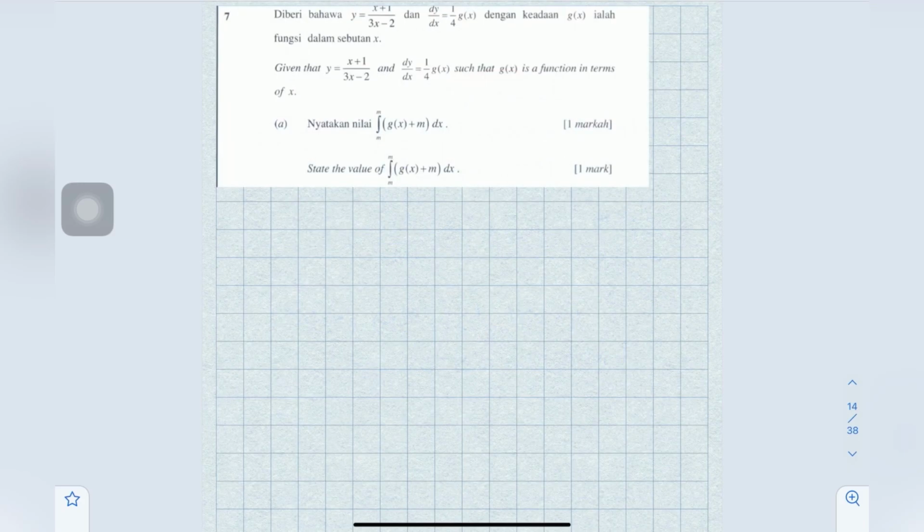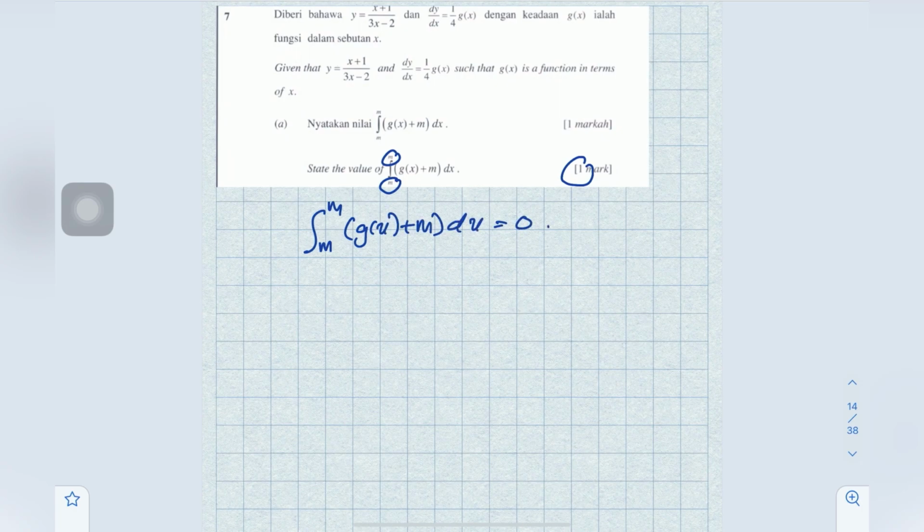Number 7, given that y equals x plus 1 over 3x minus 2 and dy/dx equals 1 over 4 gx, such that gx is a function in terms of x. A, state the value of the integral from m to m of gx plus m dx. Only one mark. For this question, we need to use the laws of definite integrals. If the lower limit equals the upper limit, then whatever we integrate, we get 0. That's the law.